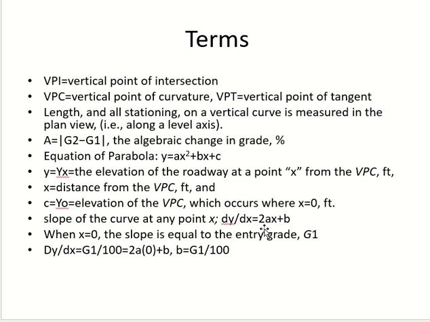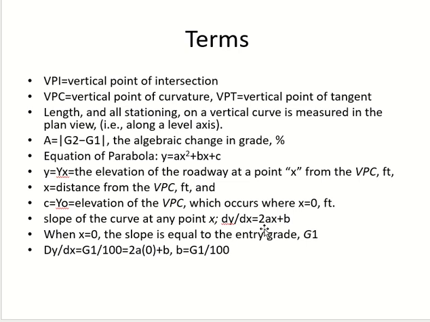This is the equation of a parabola. And why is it written here? Because our vertical curve is parabolic. In this equation we have y and x. Each point has some elevation, which is y, and each point has a distance from the start point, which is x. So for each point we have a value of y and x.